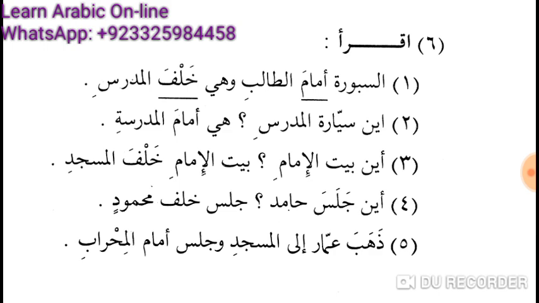And then we just have Iqra. In this question you will learn that after two words, amama and khalfa, we add kasra to the next word. For example, you see amama talibi, here we have kasra under talib because of the word amama. Similarly khalfal mudarrisi, we have kasra under mudarrisi because of the word khalfa. Amama means in front of and khalfa means behind. So remember that whenever we use these words, we add kasra to the next word.